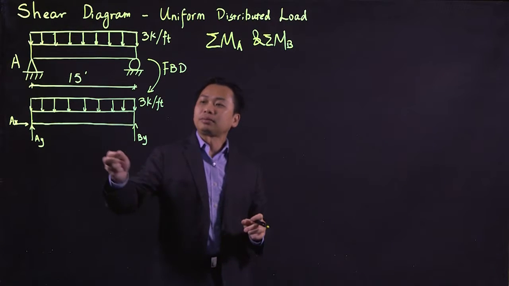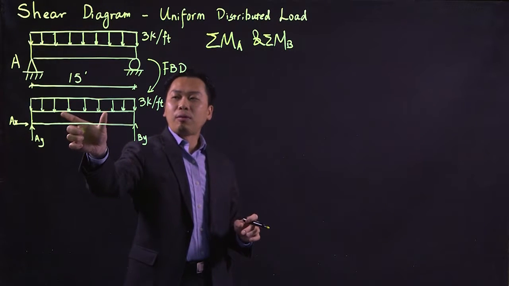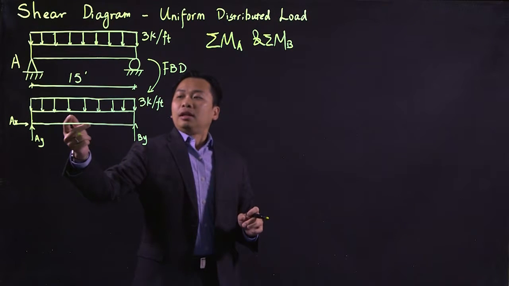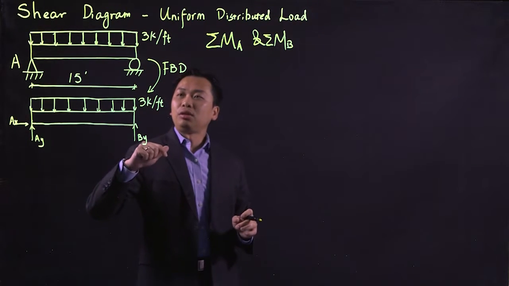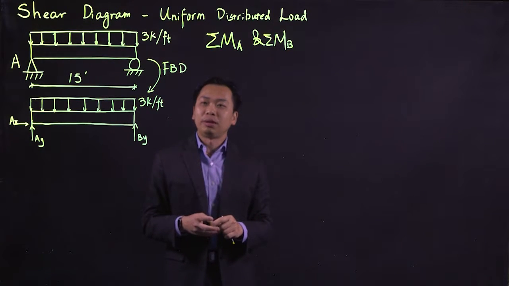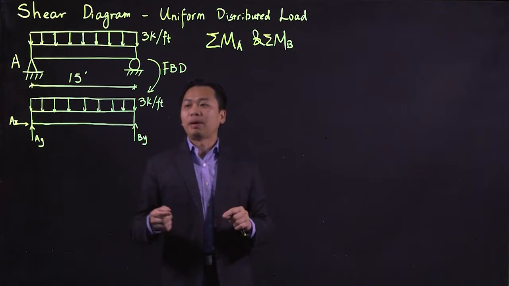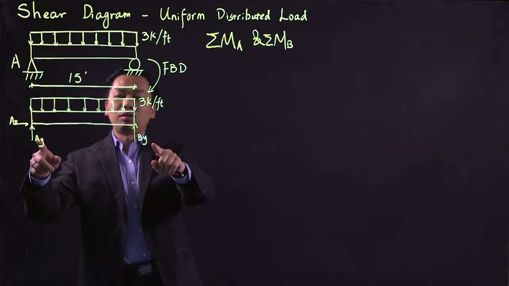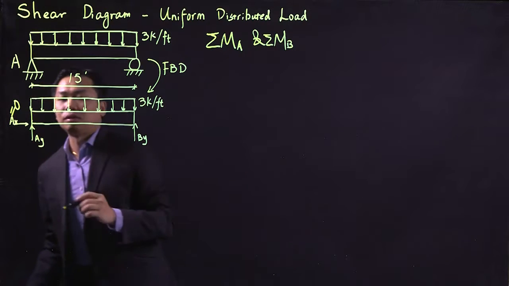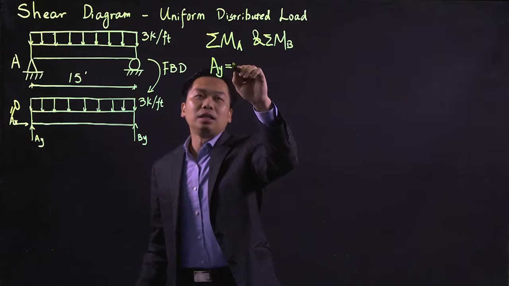The way we do it is that those two reactions are going to take all the force from the external uniform distributed load, meaning that we have 3 kips per foot for the uniform distributed load. We have a length of 15 feet, and the total load is going to be 45 kips. Those loads are going to be supported by AY and BY equally, because we don't have any horizontal force. AX is going to equal 0. With that said, you can find that AY is equal to BY.